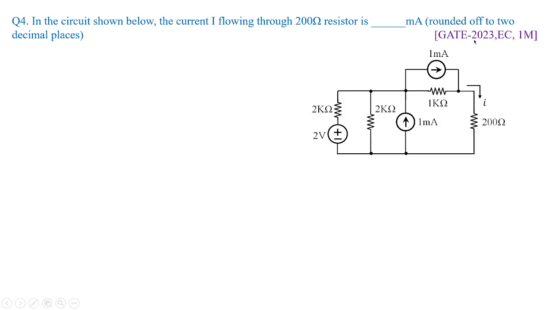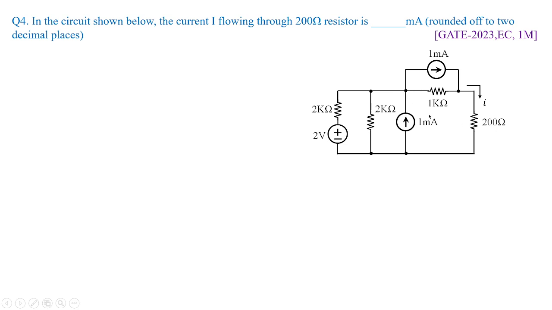In the circuit shown below, the current flowing through the 200 ohm resistor is dash milliamperes, round off to 2 decimal places. Again, this is a question framed for the EC stream for 1 mark, and this was also asked in GATE 2023. And this is the circuit it looks like. So current I is flowing in 200 ohms. That is what we need to calculate.